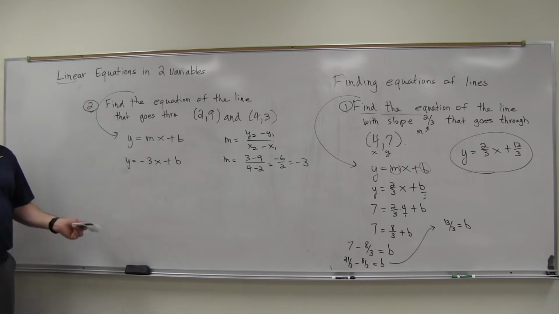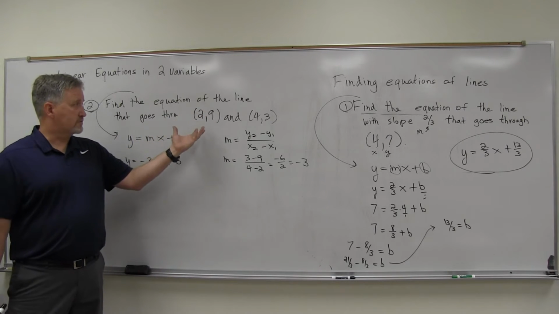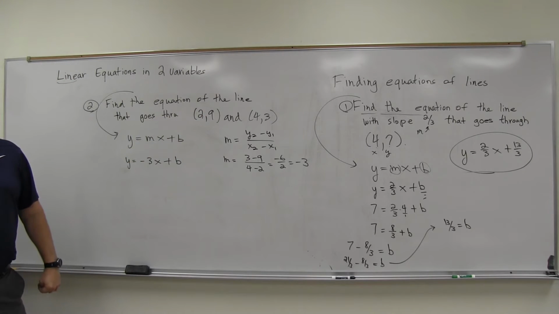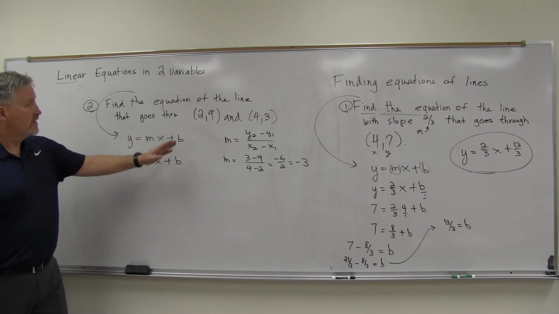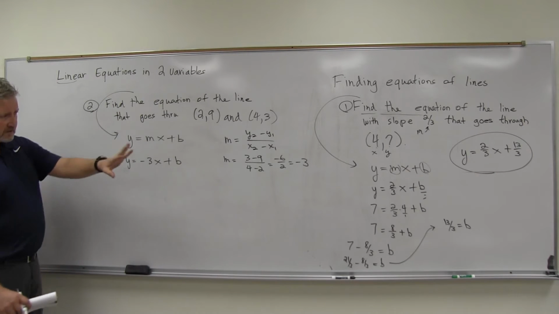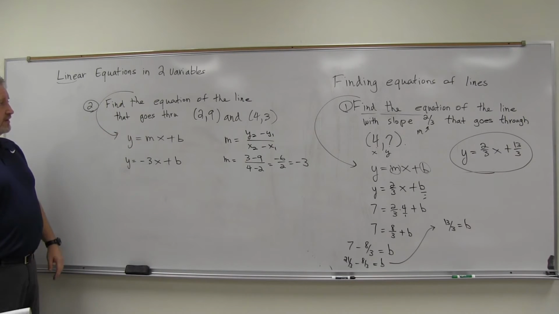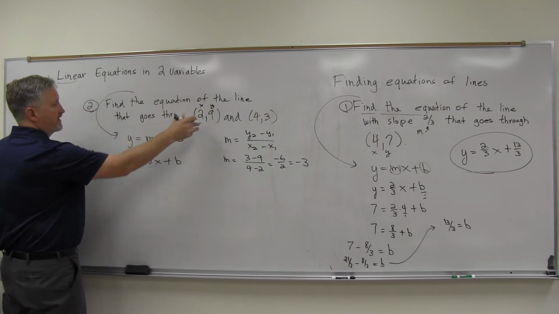Now I just need to find out what the b is, and which point do I use? I've got an option here. Either one works. Maybe one is easier than the other. Plug in this for x and y, or plug in that for x and y. Either one is okay. Let's just go with the first one. This is x, this is y. 2 for x, 9 for y.